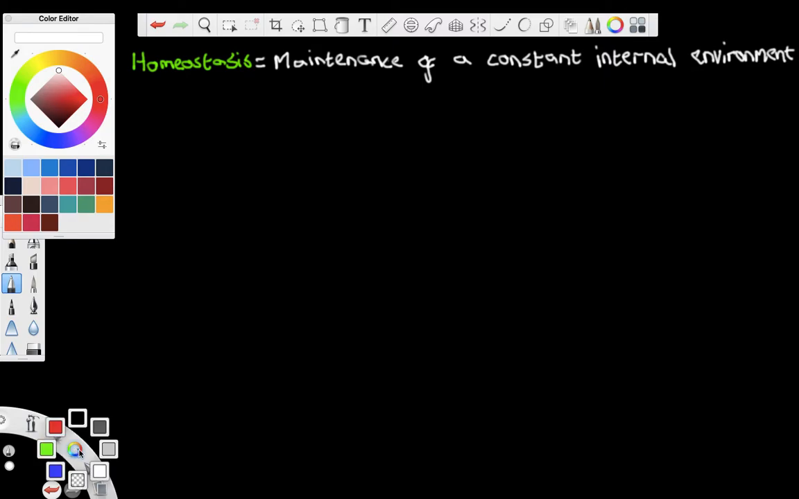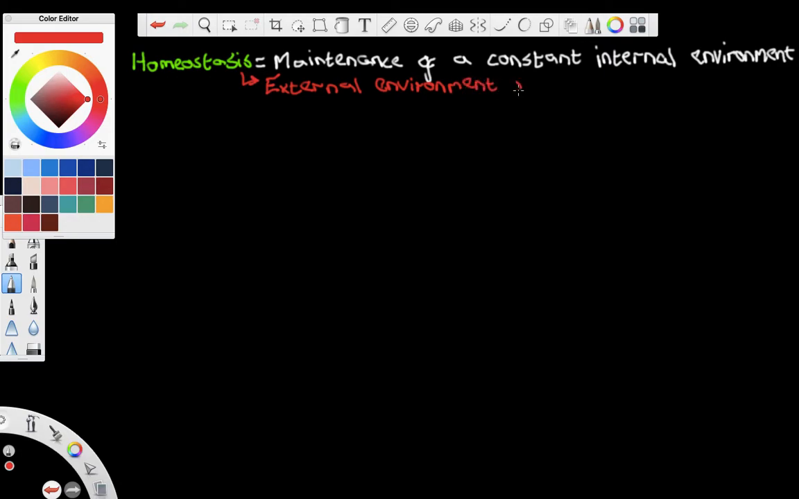So we can say underneath here in red that external conditions, or the external environment of living things, changes all the time.